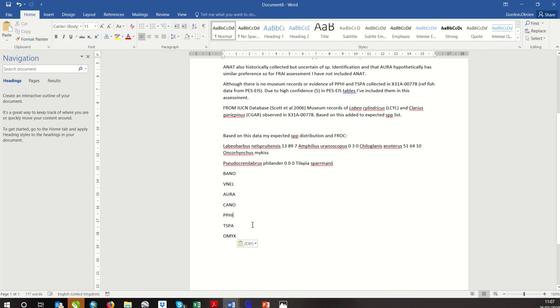What else am I missing? I'm missing Cylindricus, LCYL, and I want to put the catfish in with the other siluriforms CGAR. You with me? So this is my expected species list.